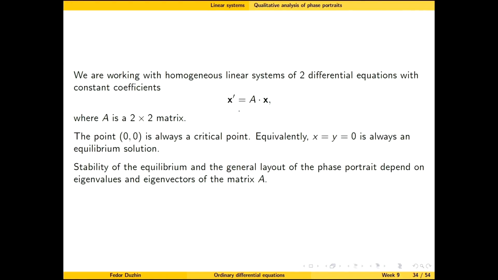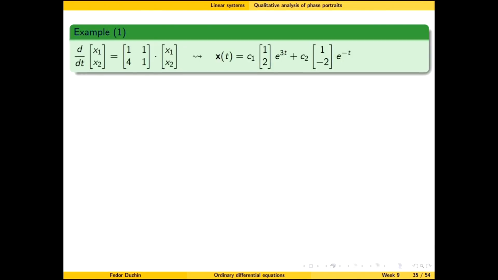My point is to demonstrate how the stability of the equilibrium solution at the origin and the general layout of the phase portrait are determined by the eigenvalues and eigenvectors of the matrix A. So here is the familiar example, but now let me explain how to sketch the phase portrait if I don't do it on a computer.